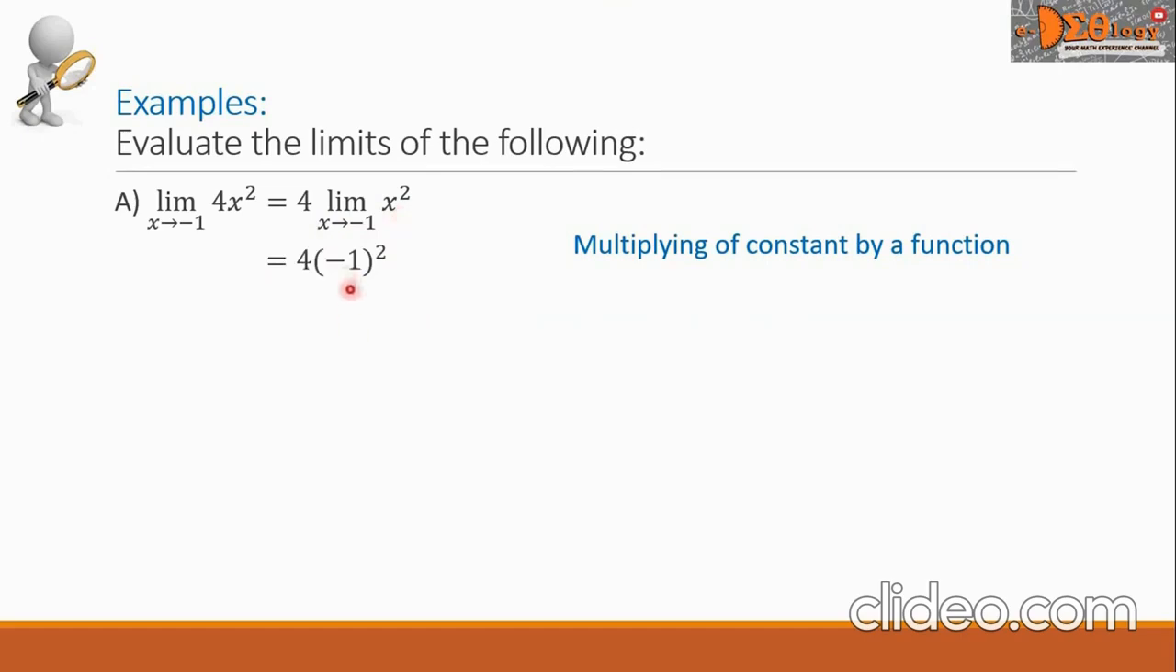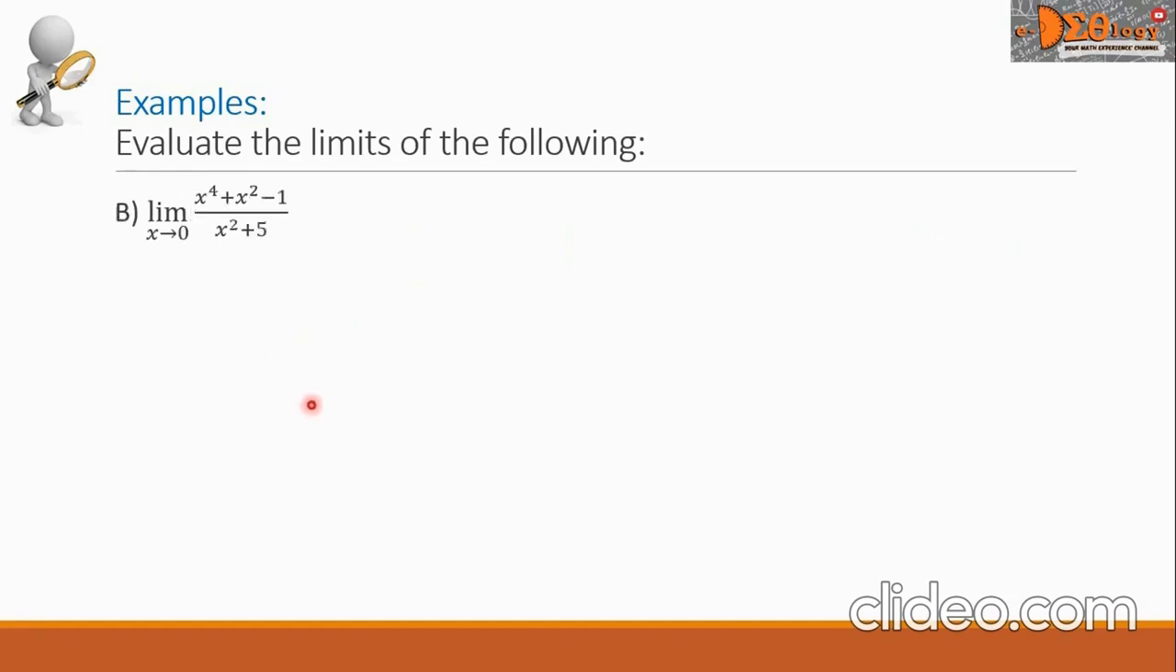So we have -1 squared times 4. The square of -1 is +1, and 1 times 4 is 4. This is our final answer. Example B. The limit of the function x raised to 4 plus x squared minus 1 all over x squared plus 5 as x approaches 0.